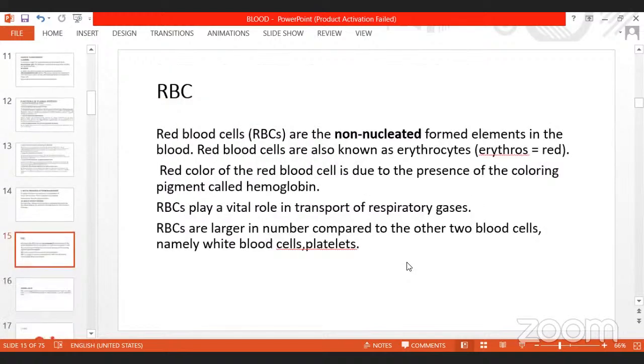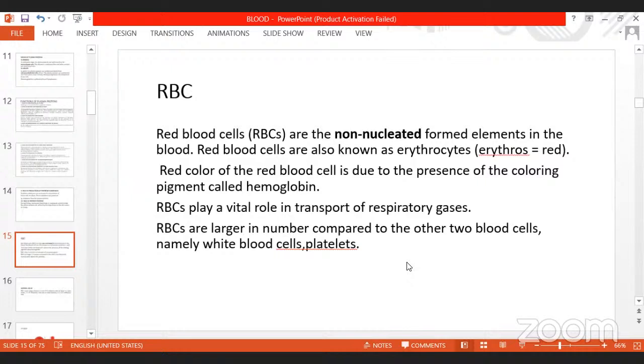And let's see the details of the blood components. So we finished plasma. Next, we can see about the RBC, or red blood cells. They are non-nucleated formed elements in the blood. The formed elements are RBC, WBC, and platelets. The major formed element is RBC, and they are known as erythrocytes.